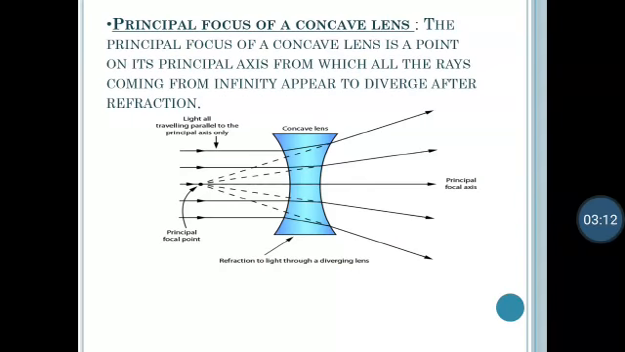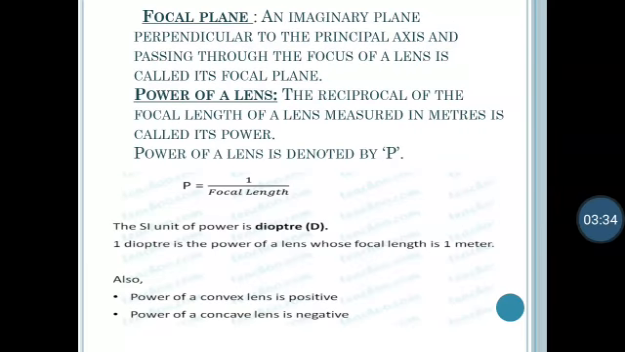Now principal focus of a concave lens. It is the point on its principal axis from which all the rays coming from infinity appear to diverge after refraction from the lens. Now, focal plane. An imaginary plane perpendicular to the principal axis and passing through the focus of a lens is called its focal plane.